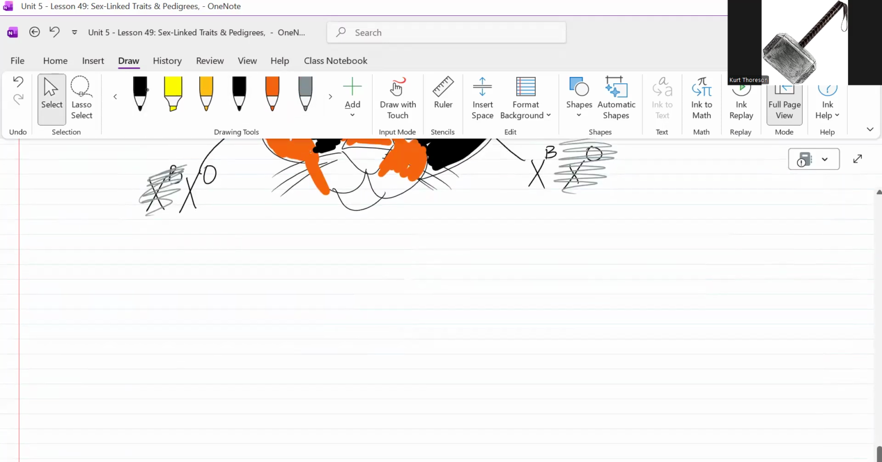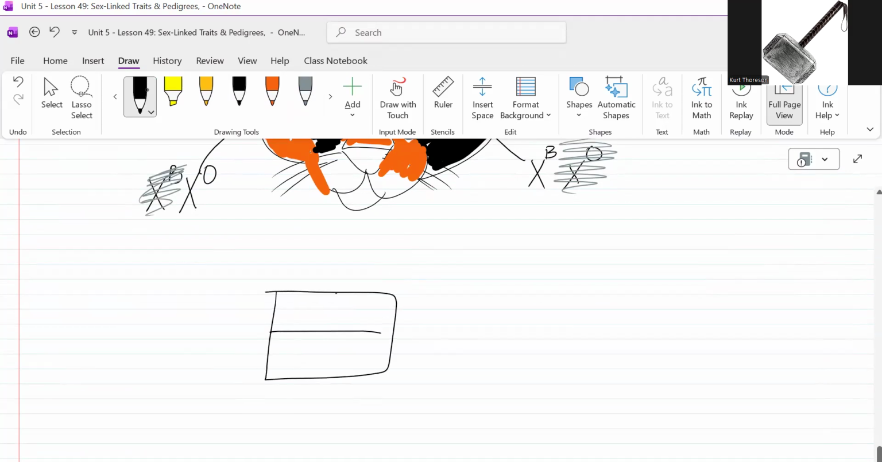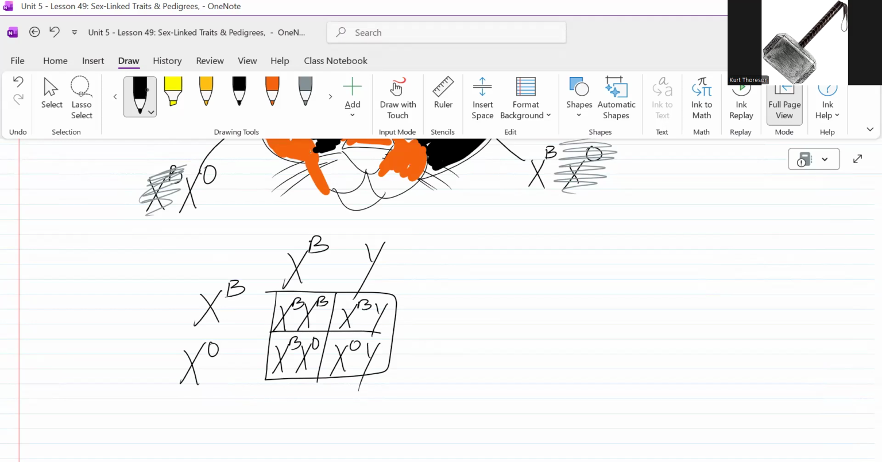So let's say that you wanted to cross a black male with a calico female. Let's see the outcomes you could get. That would be a black female cat. That would be a black male cat. This would be a calico female cat. And that would be an orange male cat. So you get a lot of different combinations here.